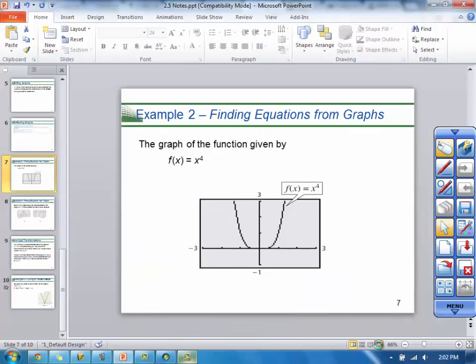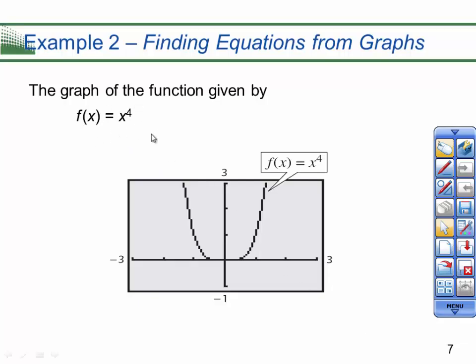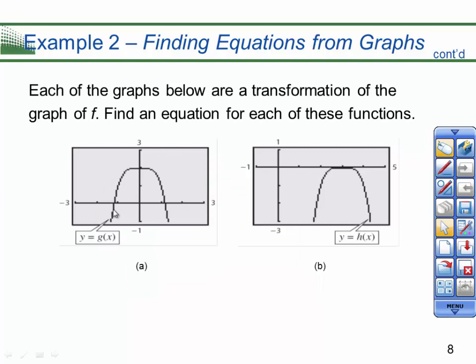Okay, so let's have a parent function of y equals x to the fourth, which is basically a parabola. This is our parent function. Now, I'm going to take it and reflect it over the x-axis and shift it up 2 units. And I want you to write an equation.